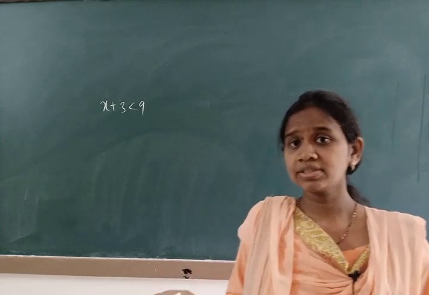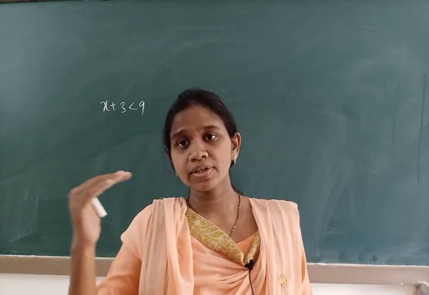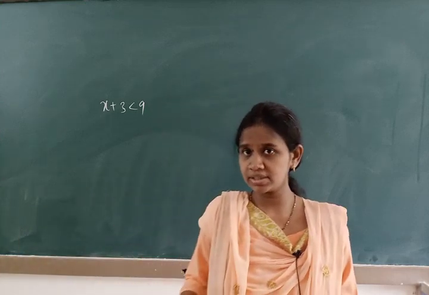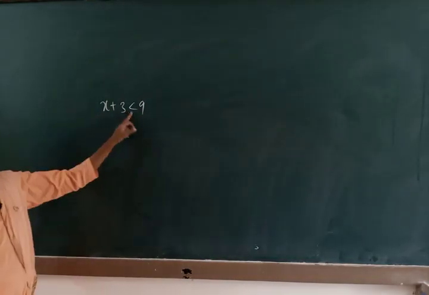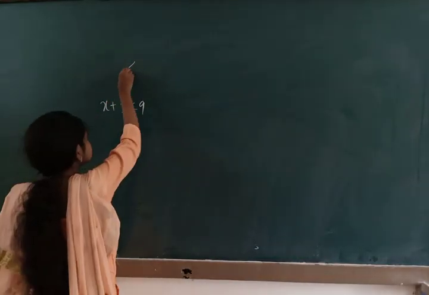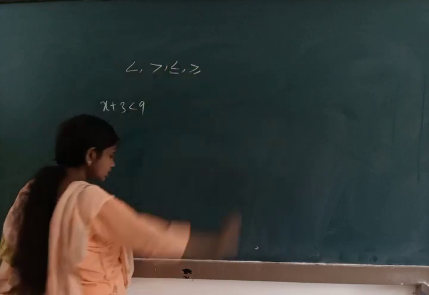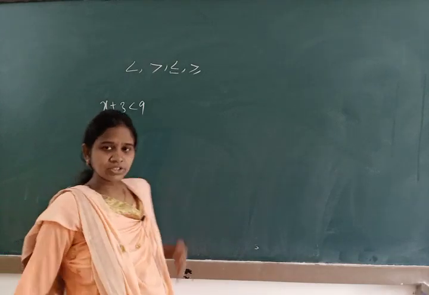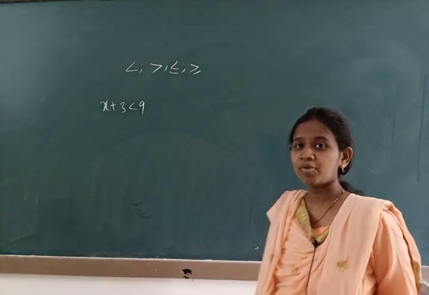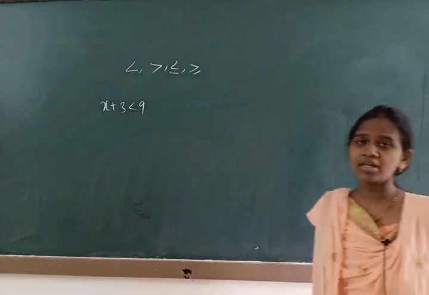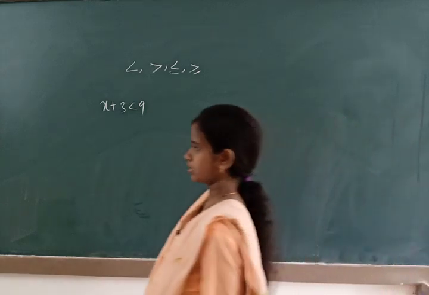In our previous classes we studied x + 3 = 9. You transfer the 3 to that side, then it becomes 9 - 3. The same thing applies here, but the expression will use lesser than. Remember the signs: this is lesser than, this is greater than, this is lesser than or equal to, this is greater than or equal to. We know these signs since our 5th standard, from the fractions chapter. We are all familiar with these signs.